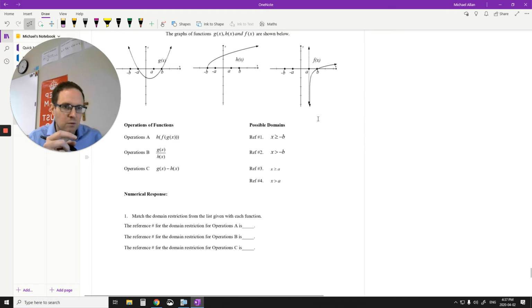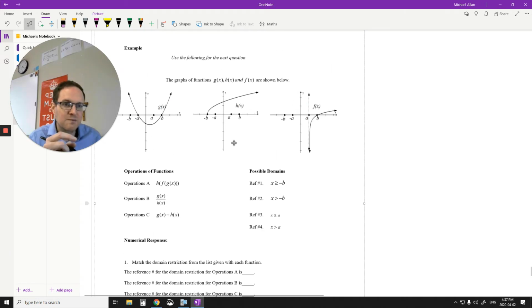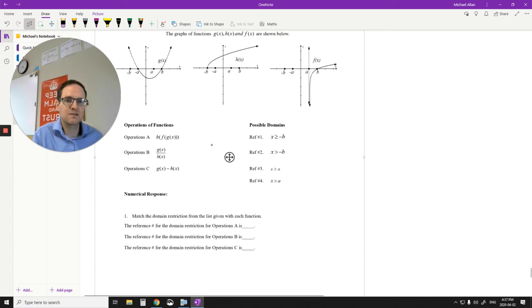I want to know what my restrictions and possible domains are for doing these operations. So let's start off with the easy ones, g and h. When you divide them or minus them. Those seem like the pretty easy ones. So the g, which one's g? G is this quadratic here. G is a quadratic, so that's all real numbers. And h is this kind of radical looking graph where x has to be greater than or equal to negative b. Okay, so these together is just saying that it has to be greater than or equal to negative b.